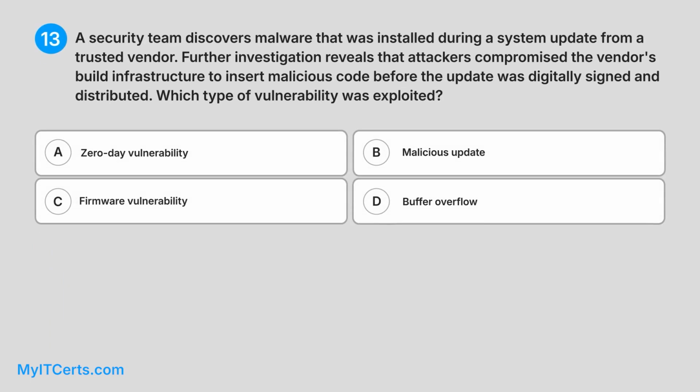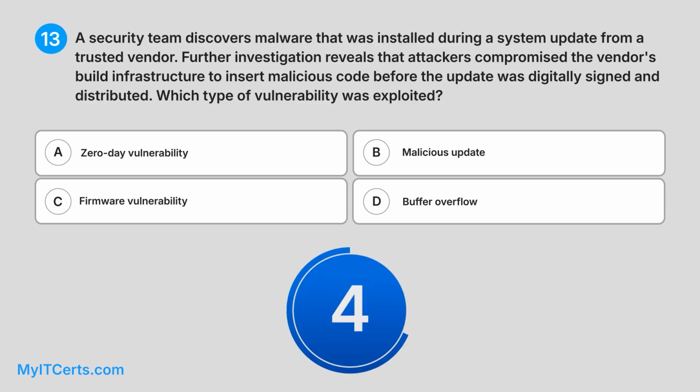13. A security team discovers malware that was installed during a system update from a trusted vendor. Further investigation reveals that attackers compromised the vendor's build infrastructure to insert malicious code before the update was digitally signed and distributed. Which type of vulnerability was exploited? A. Zero-day vulnerability. B. Malicious update. C. Firmware vulnerability. D. Buffer overflow. Can you guess the answer?